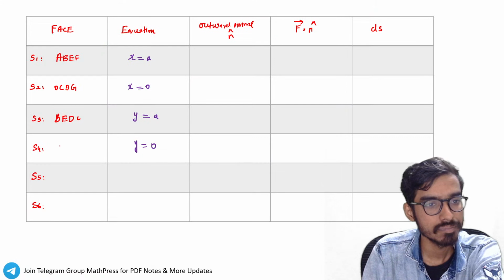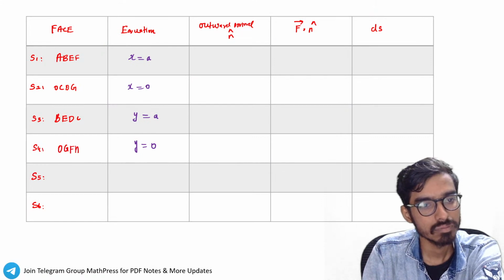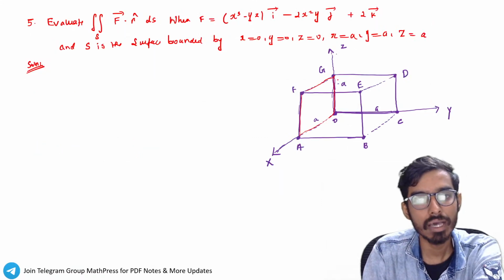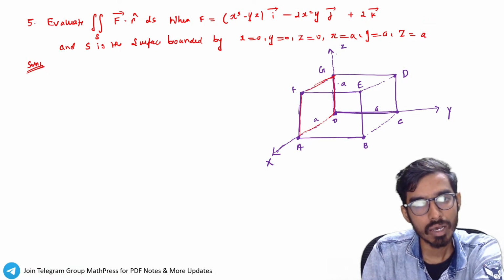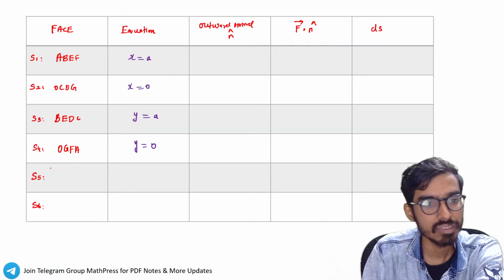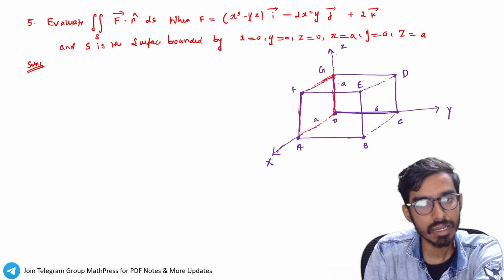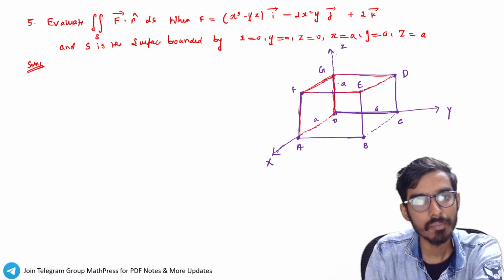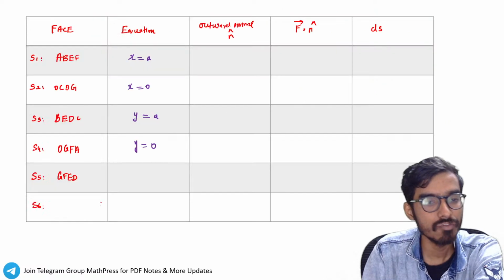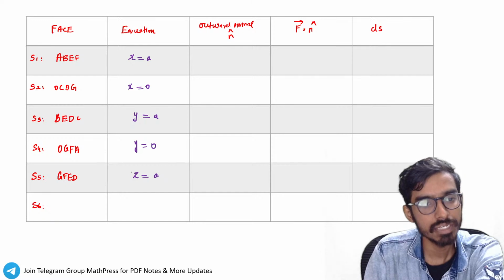OGFA. Now we'll go for top. So what is top here? This is the top, right? GFED. And you can see it is perpendicular to the z axis at a distance of a. So therefore, this is z is equal to a.